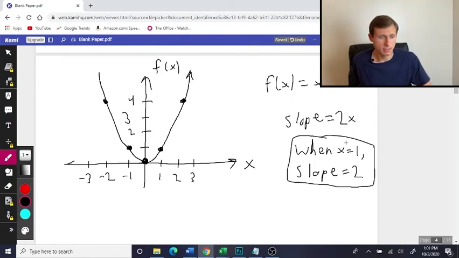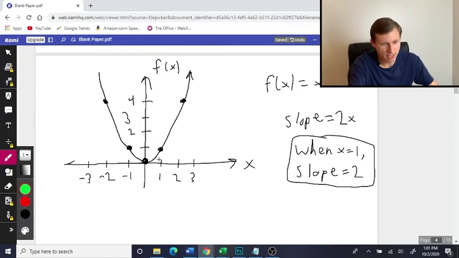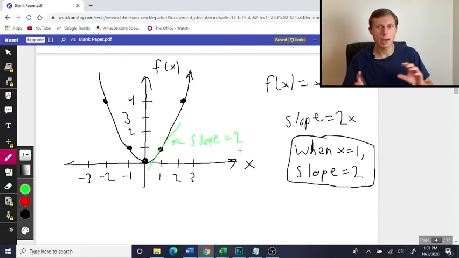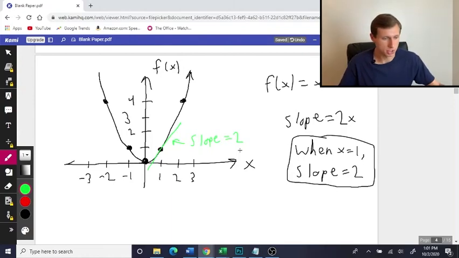And what does that mean? Well, if I were to draw a tangent line at x equals 1, what that's telling me is that the slope of that green line there is 2. It's not about 2. I didn't eyeball it. I used that equation that we just made to find the slope at that point. Another example, just to prove what's going on here.